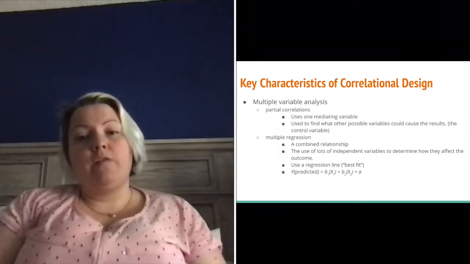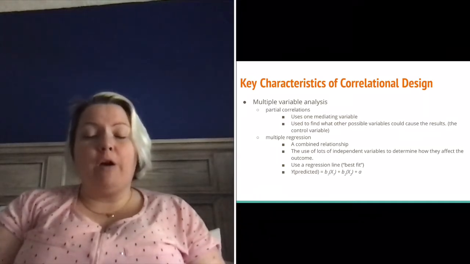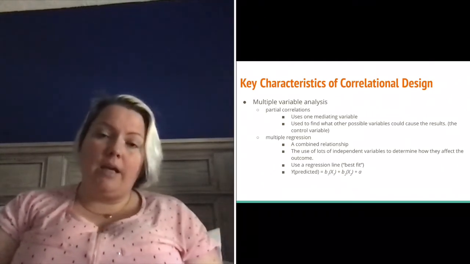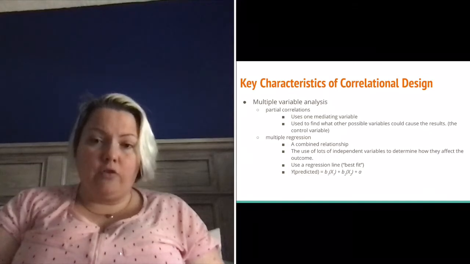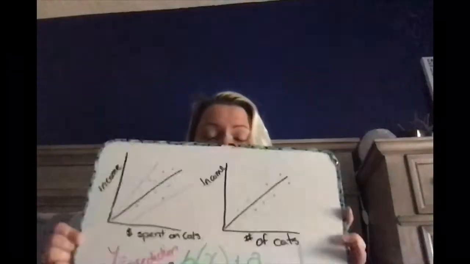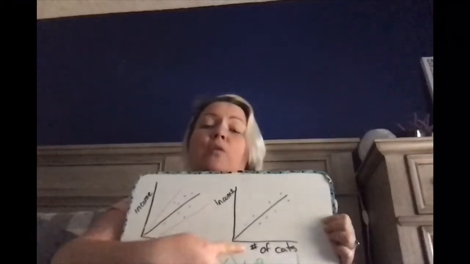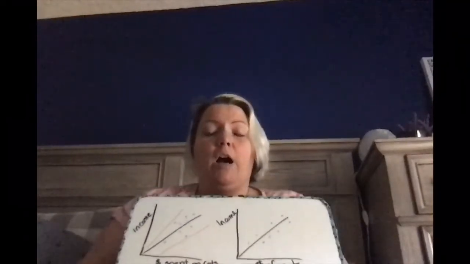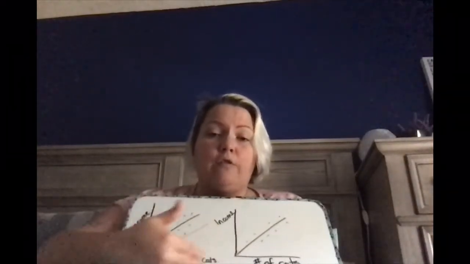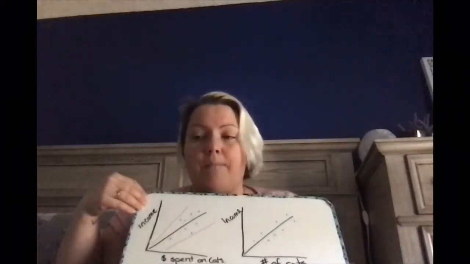The last key characteristic of correlational design is multiple variable analysis. This is done through two ways: partial correlation and multiple regression. In partial correlation, we look at one mediating variable that might cause a differential or a different result. So in the case of our cat people, we might look at their income to determine how much money they get to spend or the number of cats that they actually have. In that situation, we would see how income would determine these two factors. And that would make income our mediating variable.